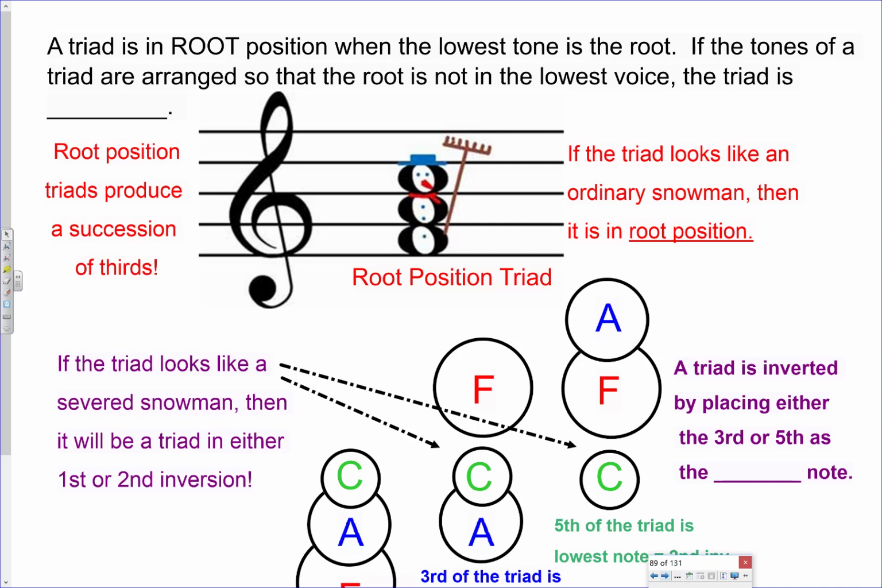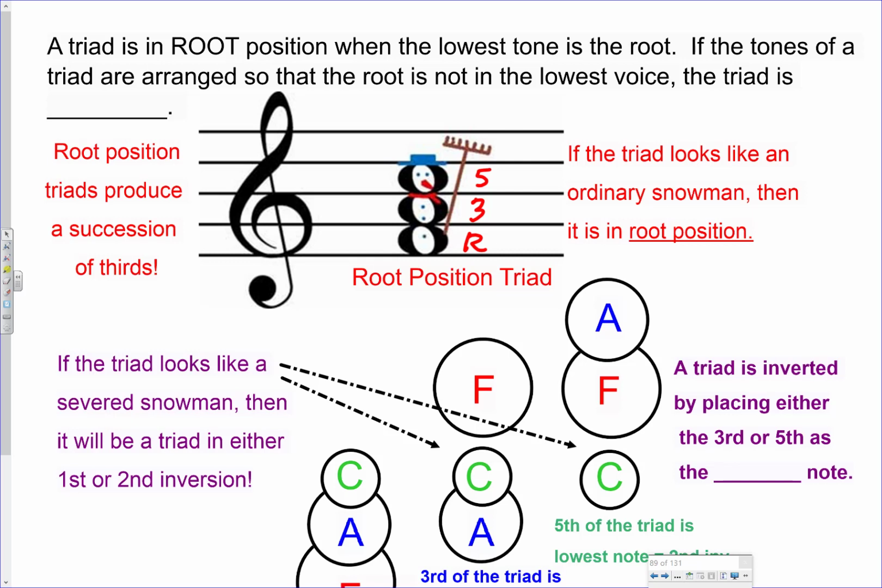A triad is in root position when the lowest tone is the root. Let me label my F major snowman triad. F is my root, A is the third, and C is the fifth. I know that that is a root position triad simply because it consists of two superimposed thirds. When a triad consists of two superimposed thirds, the triad is said to be in root position.